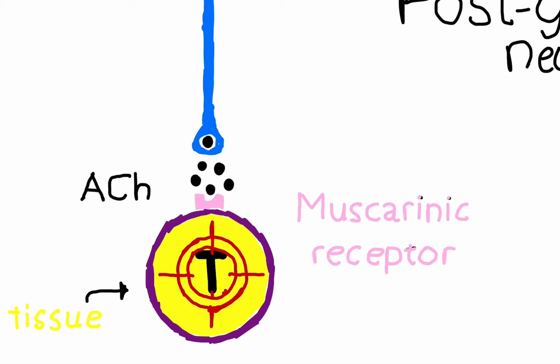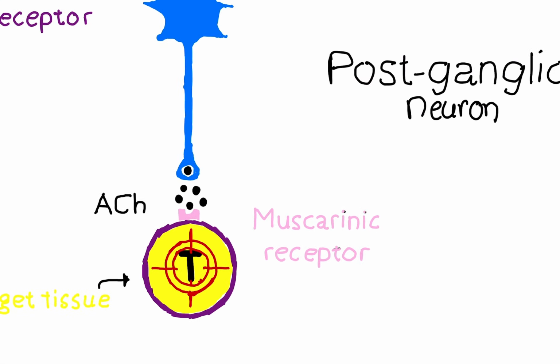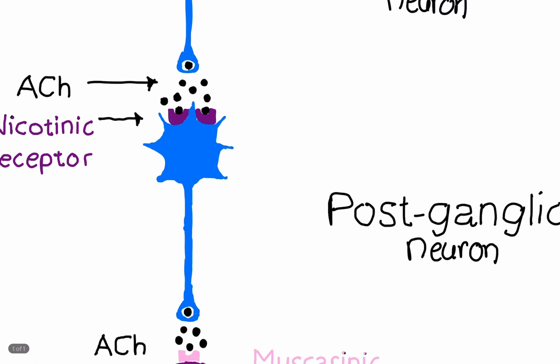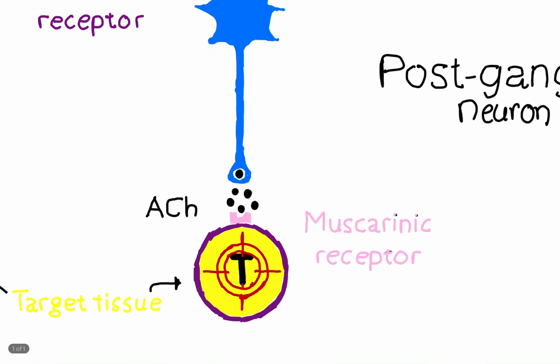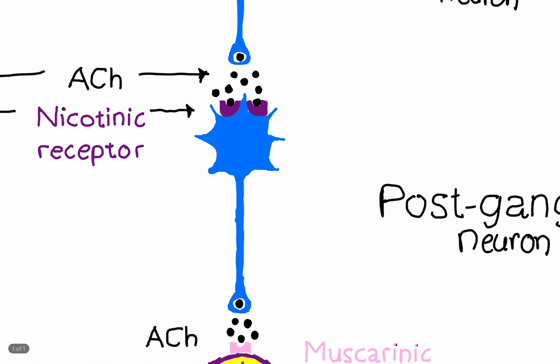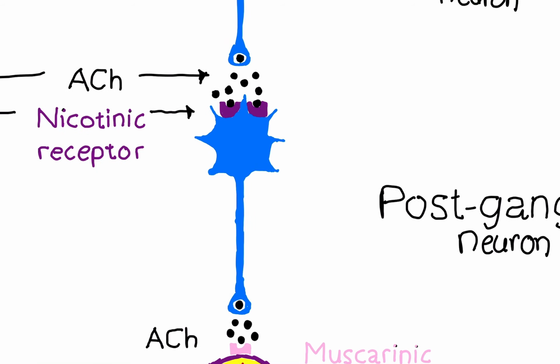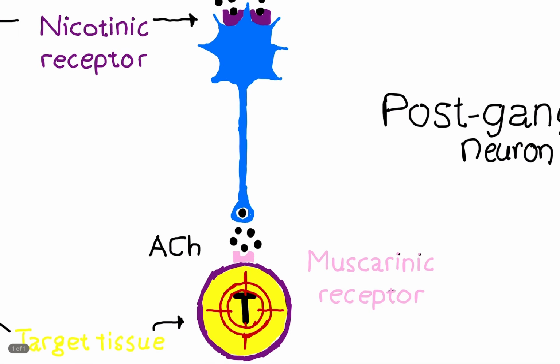However, we are now at the target tissue or organ. Pretend this could be the heart or stomach or somewhere it's binding. The receptor is called a muscarinic receptor. Please note that this is the parasympathetic system, and the receptor is not called nicotinic receptor on the target tissue, but it's called muscarinic receptor. They both bind with ACH, so nicotinic receptor binds to ACH, but also muscarinic receptor binds with ACH, acetylcholine.